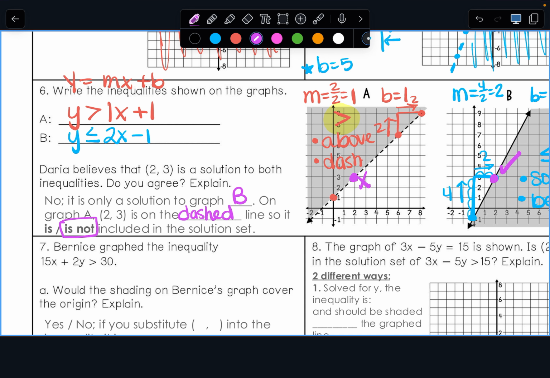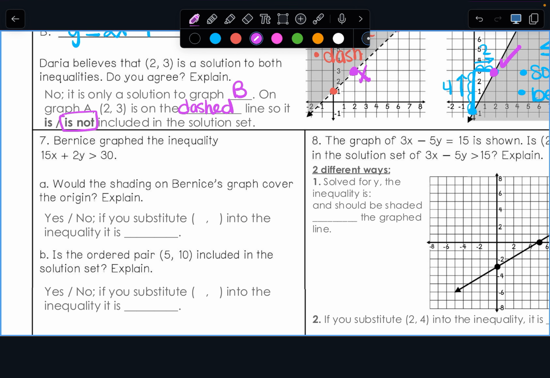Okay? Number 7. Bernice graphed the inequality. Would the shading on Bernice's graph cover the origin? Explain. What is the origin? Okay, the origin is (0, 0). Well, what can I do with that (0, 0) and this inequality? Plug it in. You can't plot it. There's no graph. Plug it in, though.